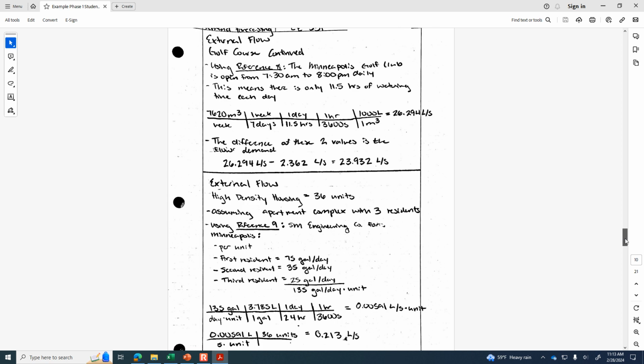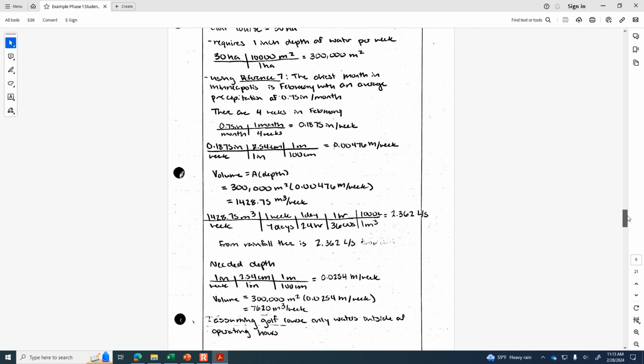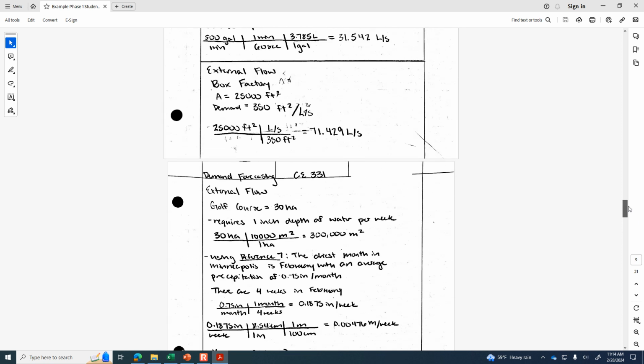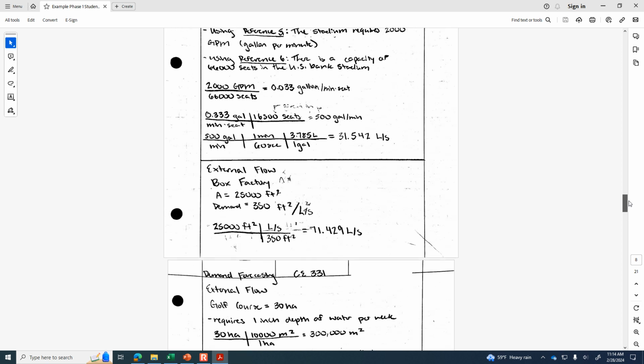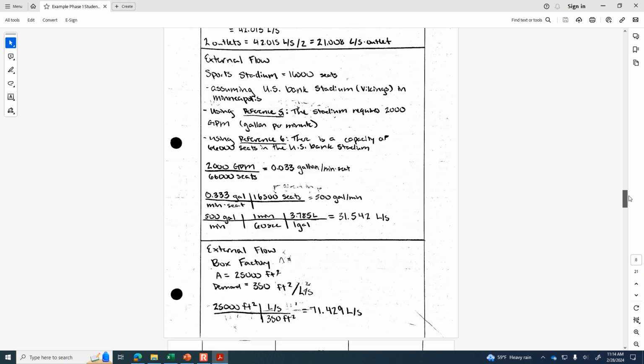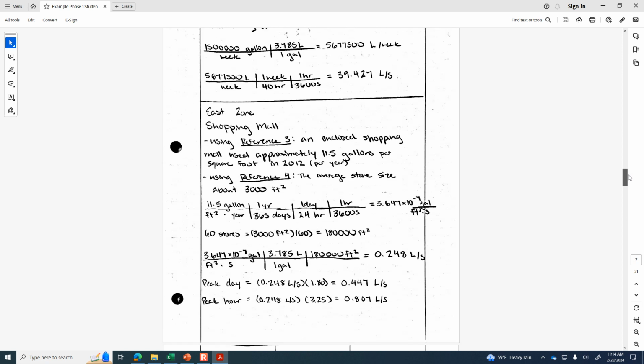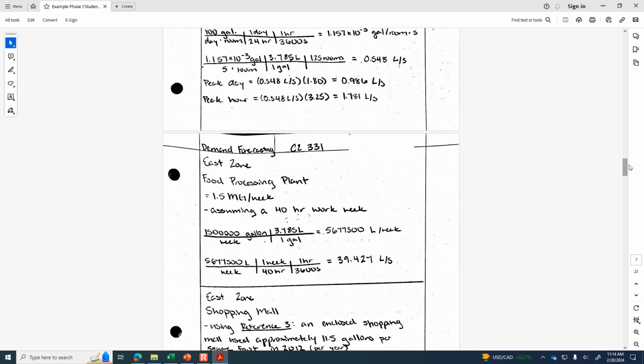Some people who did poorly didn't break it up into clear sections, and so it was just page after page of calculation, but it was never really clear if we're talking about the sports stadium, the box factory, the food processing plant. So there has to be context. Even though I'm familiar with the project, it's still easy to lose track of what your calculations refer to if you don't take me through it in a really explicit way.